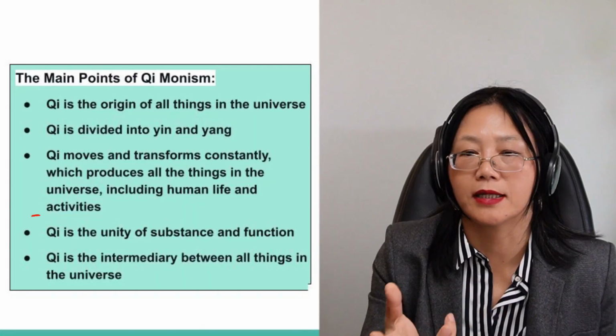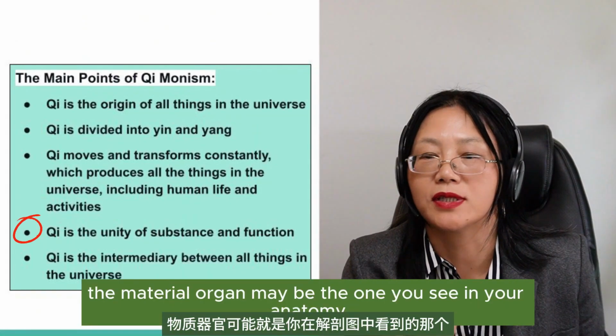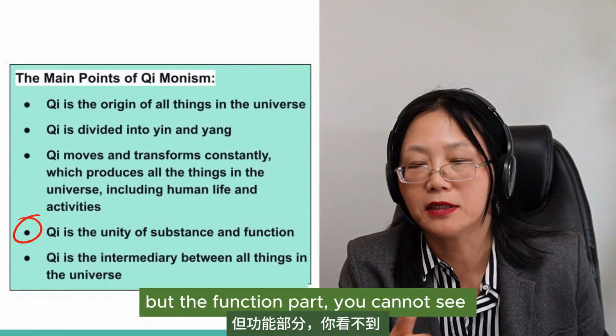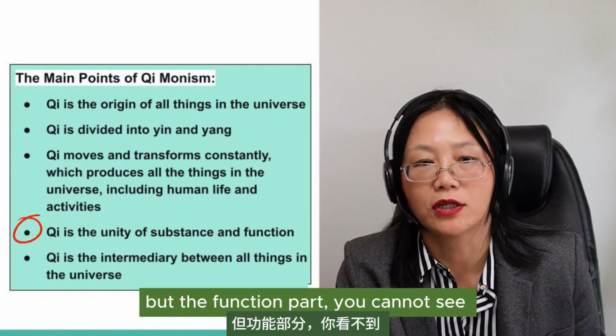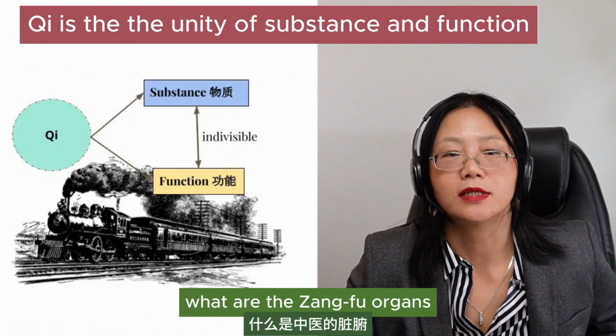They can move, like the 脏腑 organs. The material organ may be the one you see in your anatomy, but the function part, you cannot see. This idea helps us understand what the 脏腑 organs are.